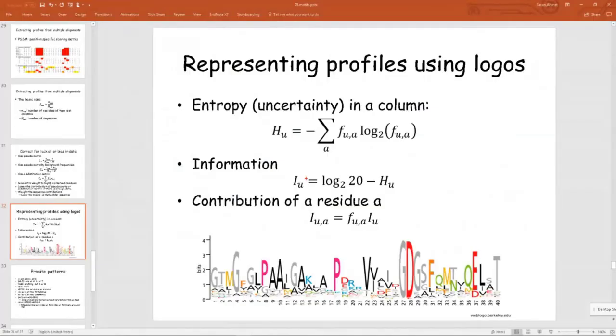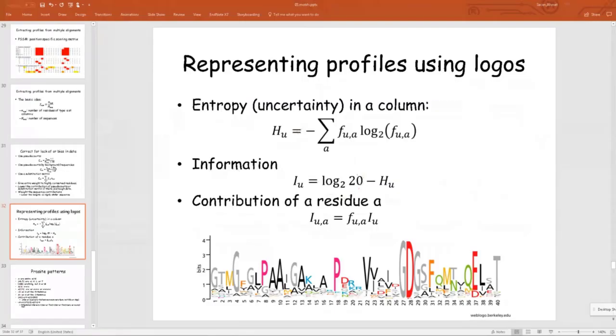So the amount of information is the opposite of that. The amount of information contained in a column is the opposite of the amount of disorder. If you have a column having all A's, that has the highest information. If they are all random, you don't have any information for that column. So you have the least amount of information if it's all random. So what we do to get the information is we subtract the entropy from the highest possible value. For proteins, that's going to be log 2 of 20. For DNA, it's going to be log 2 of 4.